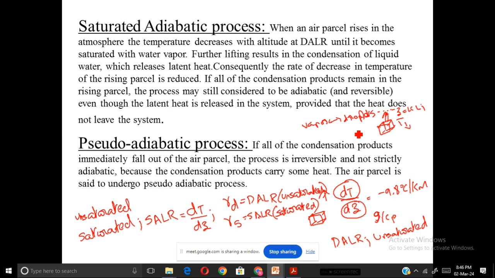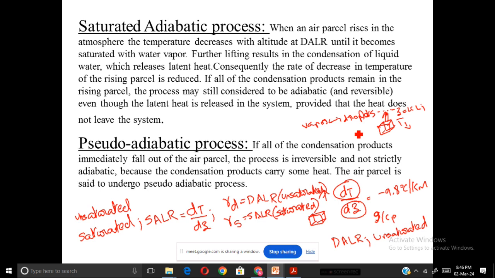Even though there is a release of latent heat, it is not leaving the system. Whatever heat is being produced due to latent heat of condensation is used to warm the parcel itself. It is not going out of the system. So in that case, the process is still said to be adiabatic, a saturated adiabatic process. Now consider that after the condensation products are formed, maybe they will fall down as rain or snow, or whatever it is based on the condensation products that are formed.